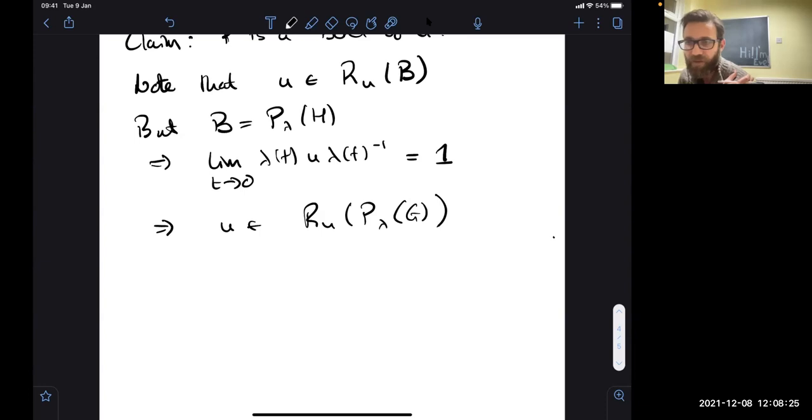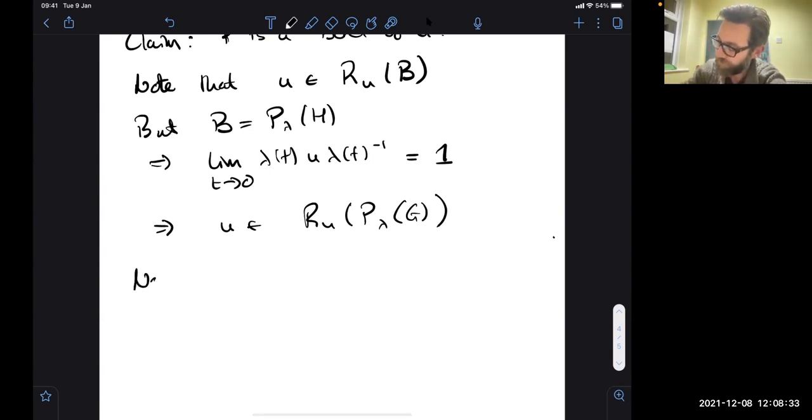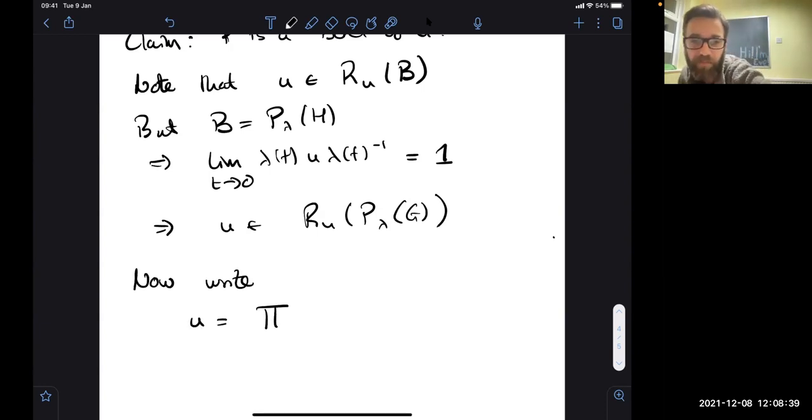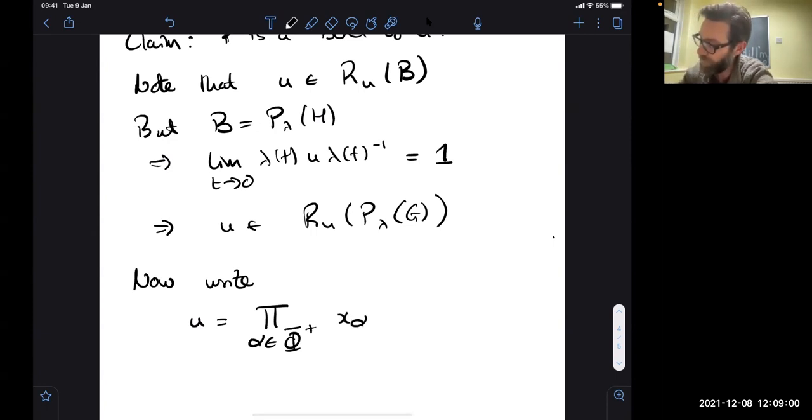Good. So now I claim that this forces P lambda of G to be a Borel subgroup. So why is that the case? Okay, so I pick a system of roots. And with respect to that system of roots, I can write any unipotent element in P lambda as a product over some positive roots of some root group elements. So X alpha, say, are in the capital U alpha. These are the root groups.